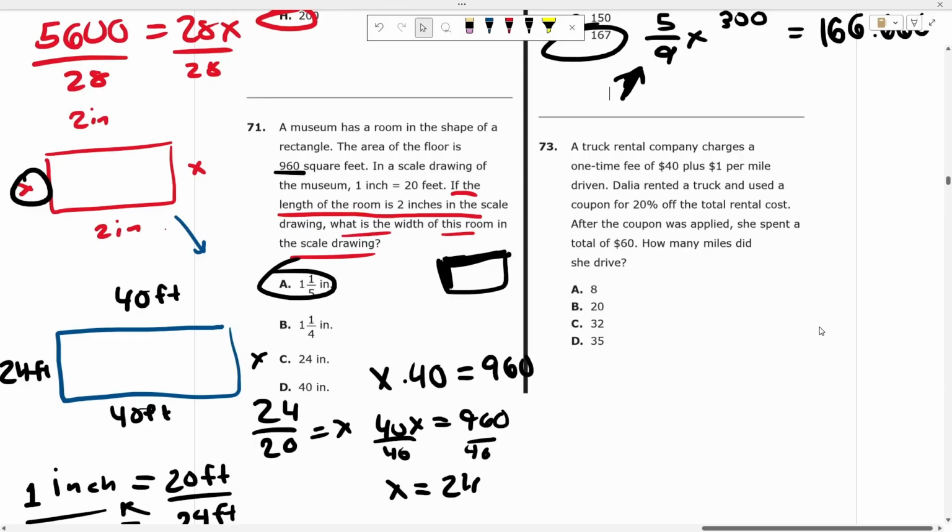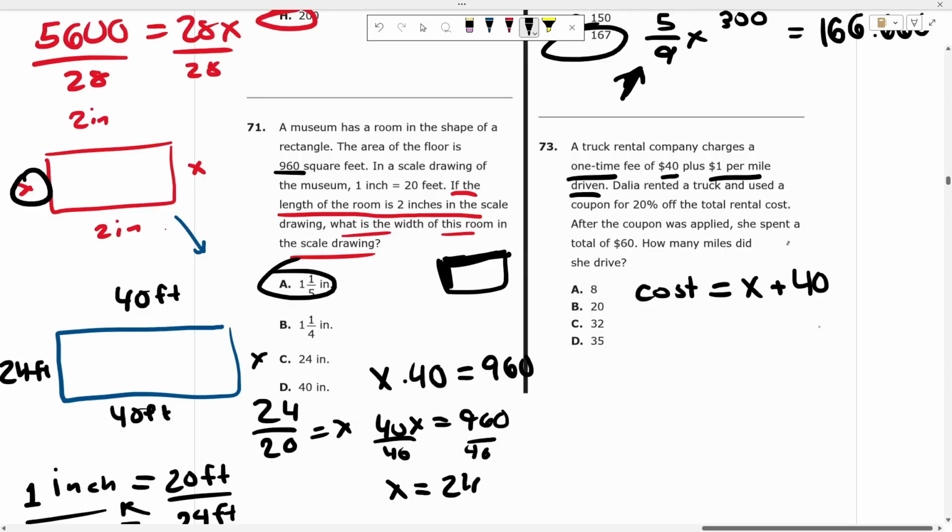Number 73 says a truck rental company charges a one-time fee of $40 plus $1 per mile driven. Okay, so this is the equation. If you want to calculate your cost of renting from them, it's going to be a one-time fee. So this $40 is always just going to be there one time. You're adding it once, in addition to $1 per mile. So every mile is $1.